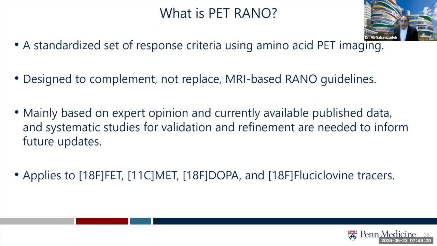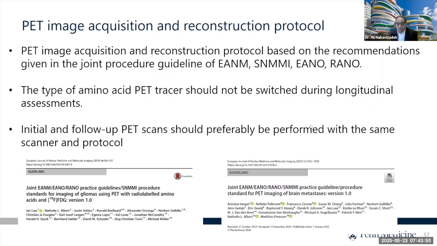So PET RANO criteria are a standardized set of response criteria using amino acid PET imaging. They're designed to complement, not replace MR-based guidelines. At this point, they are mainly expert opinion guidelines. And we need systematic prospective studies to validate them and to refine these guidelines to inform future updates. They apply to 18F-FET, C11-methionine, F-DOPA, and flucyclovine tracers.